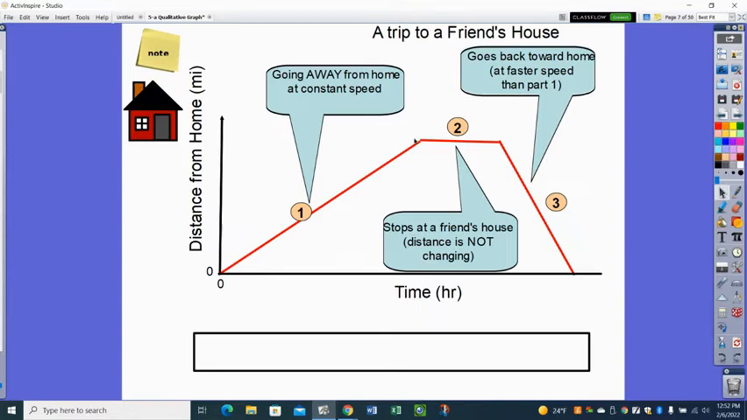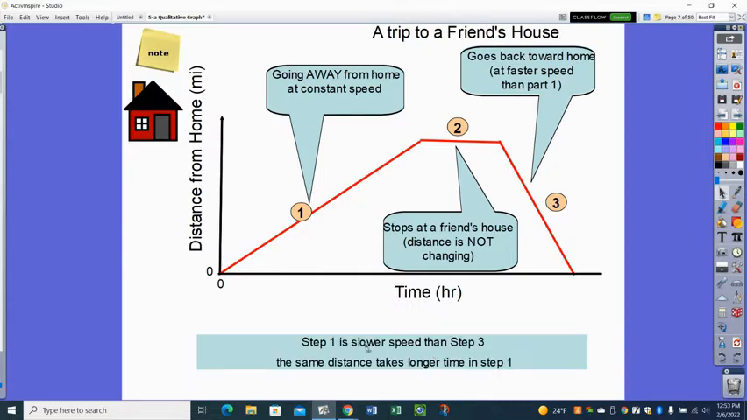So there's all kinds of explanations, and any one of them could be good. So maybe you walked to your friend's house and your mom picked you up and drove you home. Maybe you walked to your friend's house, realizing you were late, you ran home. But somehow in your story about what's going on, you have to include the fact that you're returning to home. And why are you returning faster? Maybe you borrowed your friend's bike to drive home because you knew you were going to be late. So step one is a slower speed than step three because the same distance is taking longer in step one, more time.